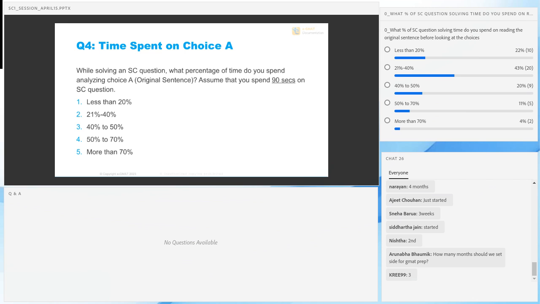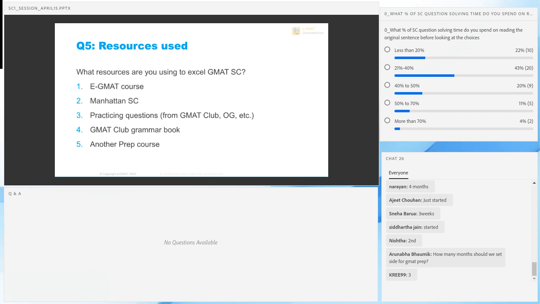How is it that you can do that in the timed environment of the test? Because I know right now a lot of you would be thinking, 85% of you would be thinking, how am I going to solve the question if I spend the majority of my time on just a single choice? We are going to talk about that. So good, we have our goals set out for us.